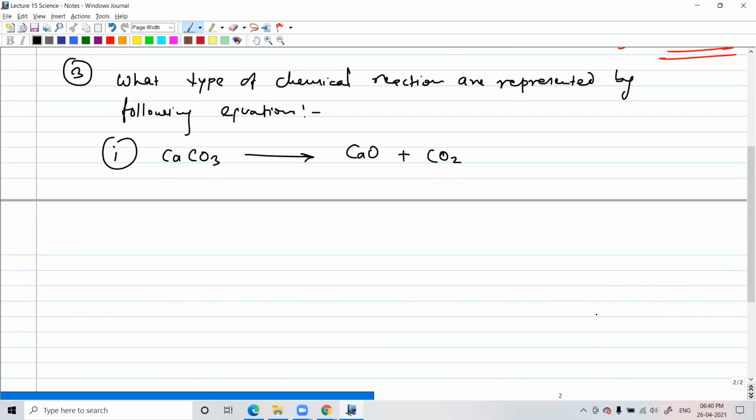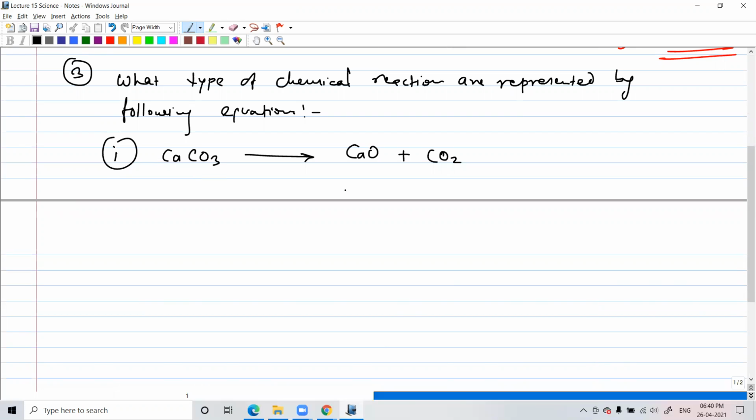Decomposition reaction. Yes, one single compound broke down into 2 of them. So it's an example of a decomposition reaction. Everyone got that? Yes, sir.